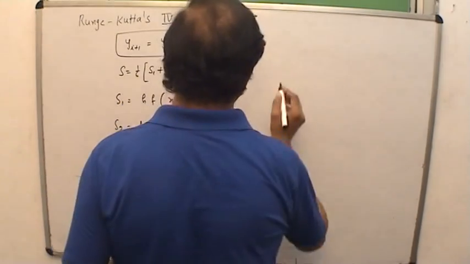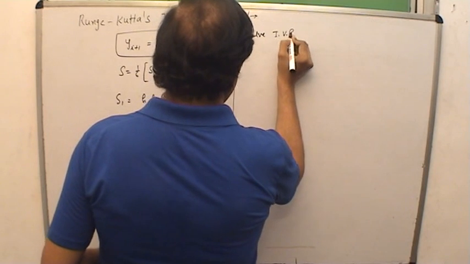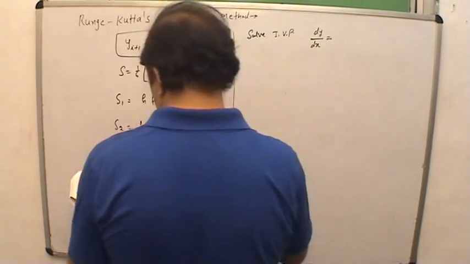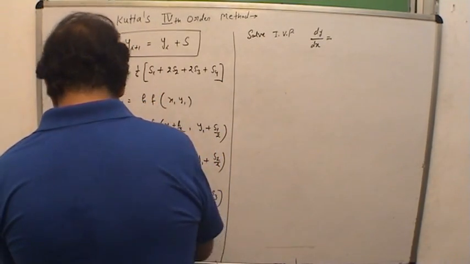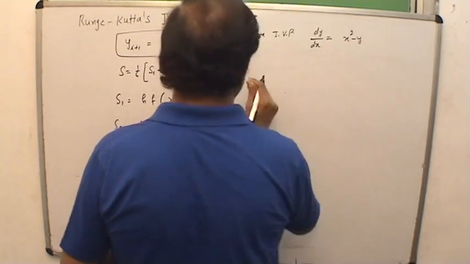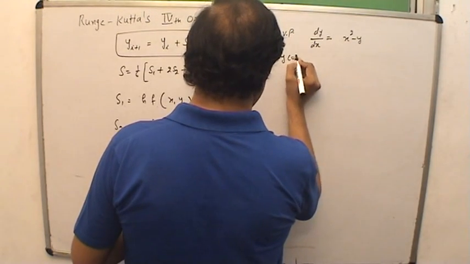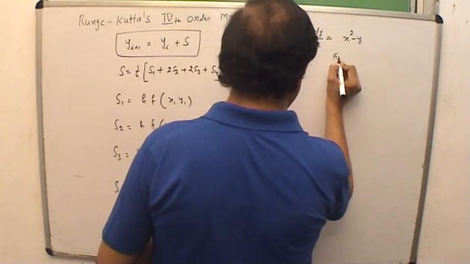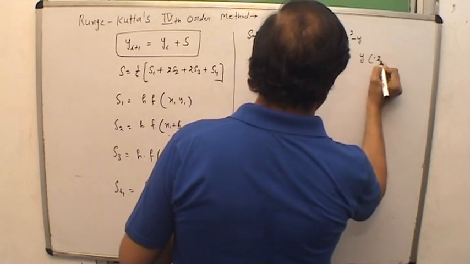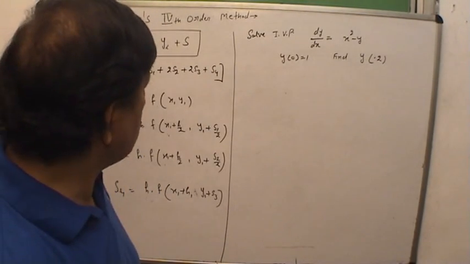Solve the IVP dy by dx is equal to x square minus y, y(0) is equal to 1. Find y(0.2).